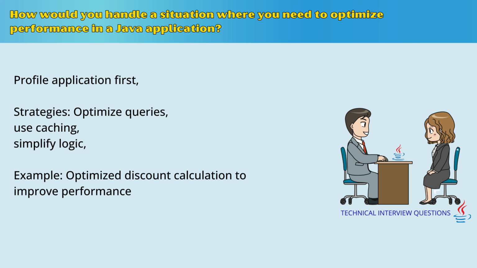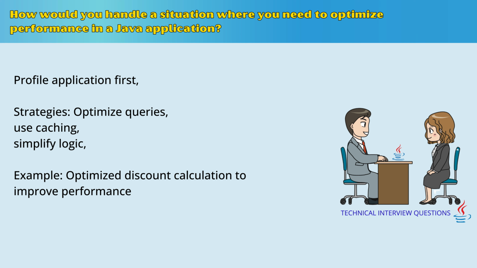For instance, if the issue is with database access, I might look into optimizing queries, adding indexes, or using caching to reduce the number of database hits. If the issue is related to CPU-bound tasks, I might consider optimizing algorithms, using more efficient data structures, or implementing parallel processing with multi-threading or parallel streams.